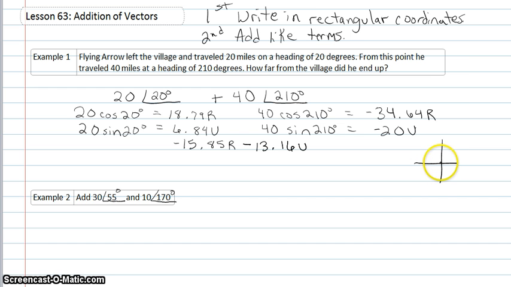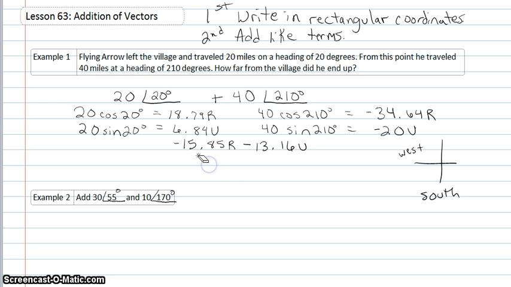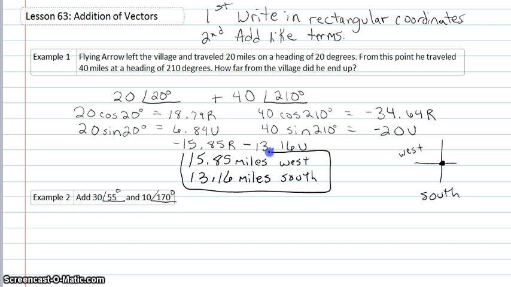Okay, so if we think about this as this kind of being the x and this being the y, we would be going west and then south. So we would say that he ended up, if you wanted to round it, 15.85 miles west. Think about the village being the origin there. And then the 13.16 miles south. And this is from the village.